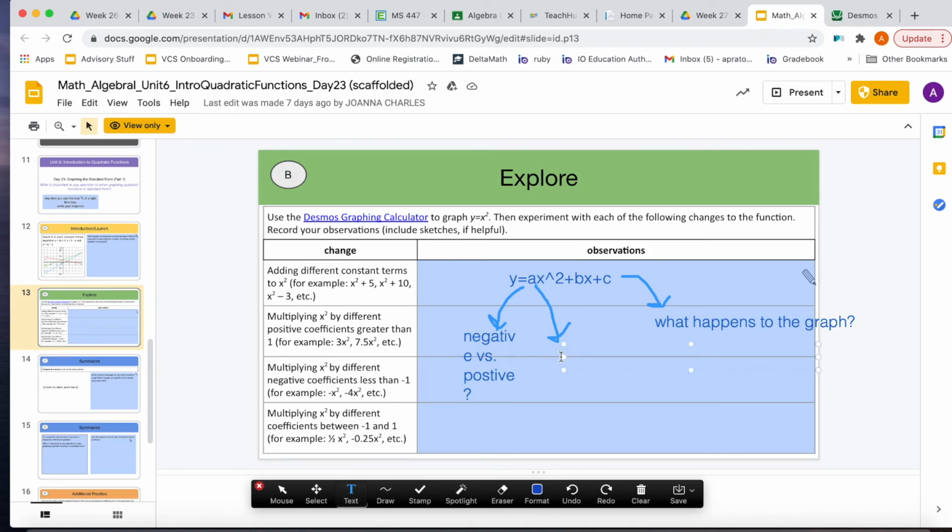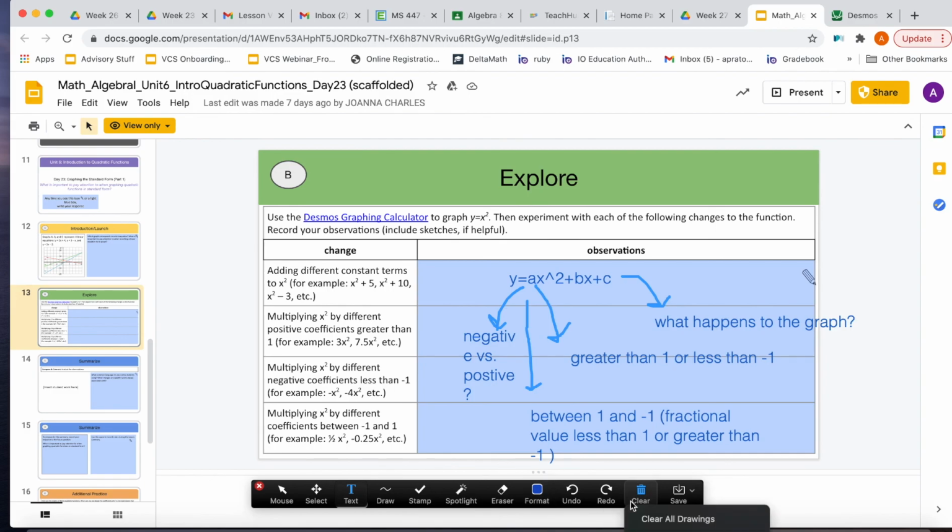I want to know what happens when it's greater than 1 or less than -1. And I also want to know what happens when it's between 1 and -1. When it's a fractional value less than 1 or greater than -1. Right, so it's between those. It's like those 1/2, those -1/2. What's happening to the graph? And that's what your observations here are going to state.